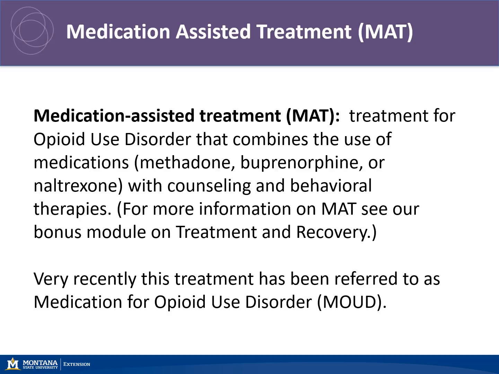A proven and successful treatment of opioid use disorder is called medication-assisted treatment, or MAT. MAT combines the use of one of three medications, methadone, buprenorphine, or naltrexone, with counseling and behavioral therapies. For more information on medication-assisted treatment, see our bonus module on treatment and recovery. This module goes into more detail on the three medications used and how they work to help treat OUD. You can also learn the process physicians must take to offer medication-assisted treatment. Very recently, this treatment has been referred to as medication for opioid use disorder.